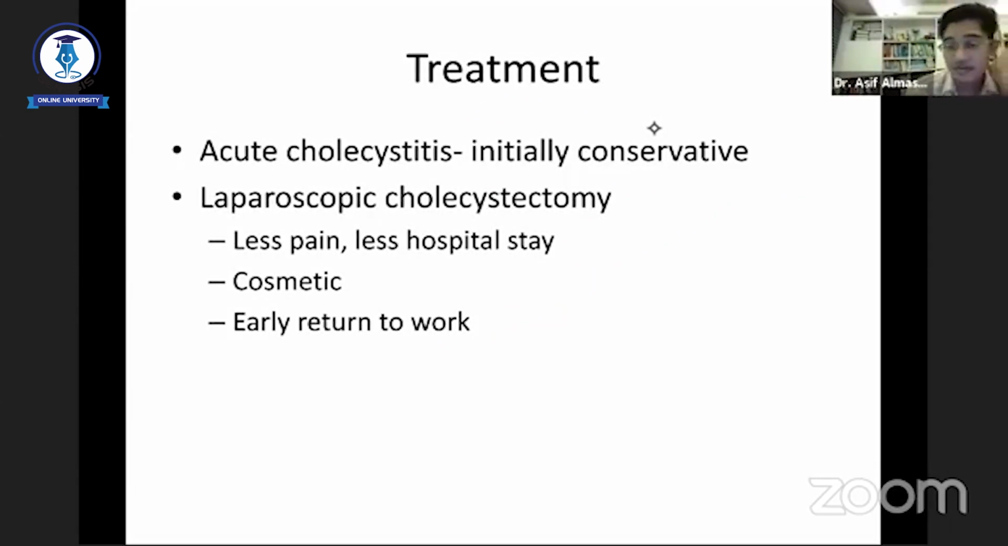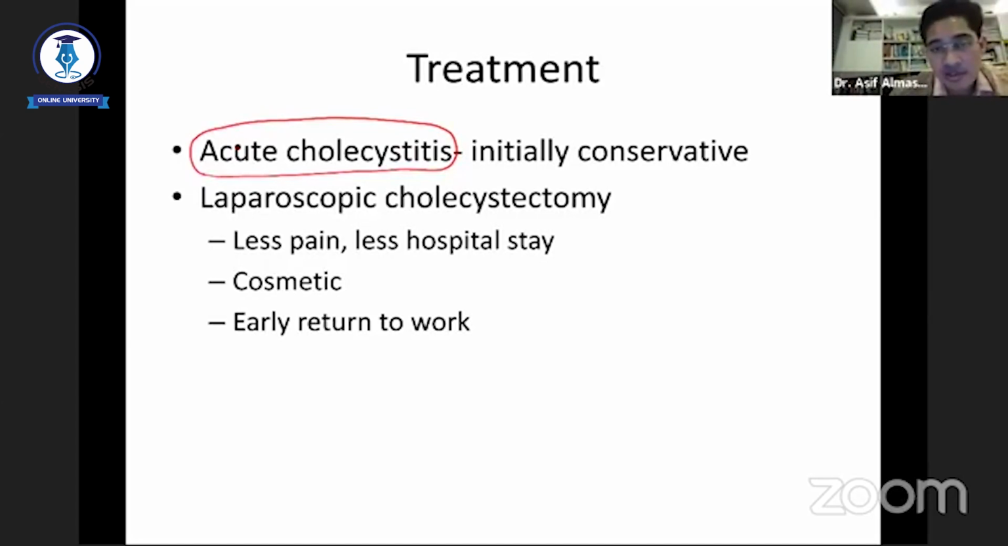So what's the treatment? Now, if your diagnosis is acute cholecystitis, you can certainly talk about surgery, but usually in case of acute cholecystitis, we initially go for conservative treatment. Don't say resuscitate the patient. Say we go for conservative treatment. That is, you give medications.